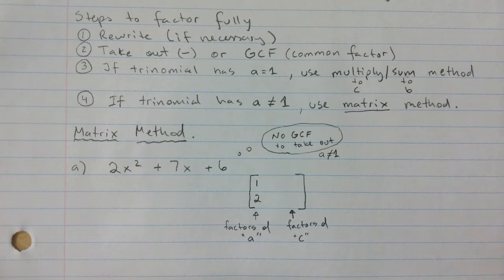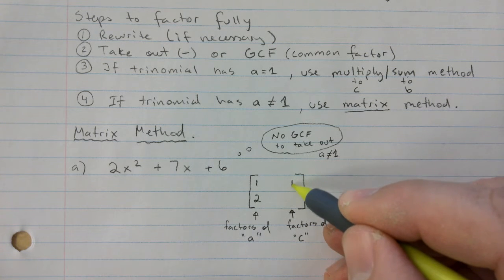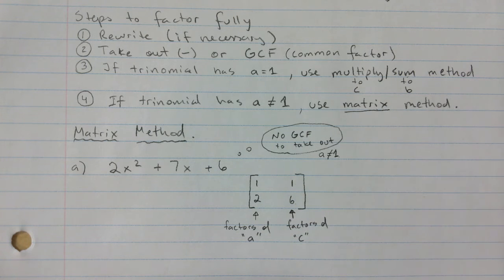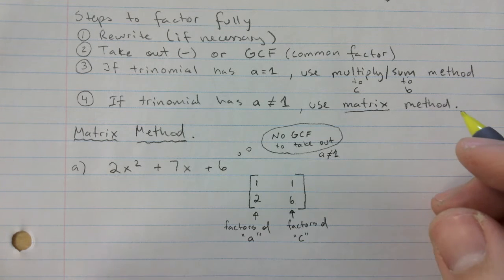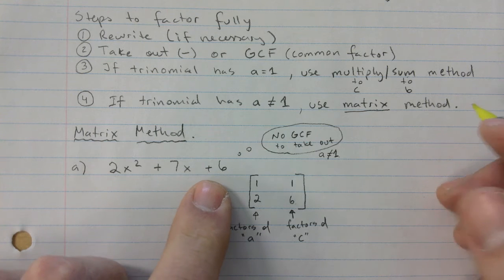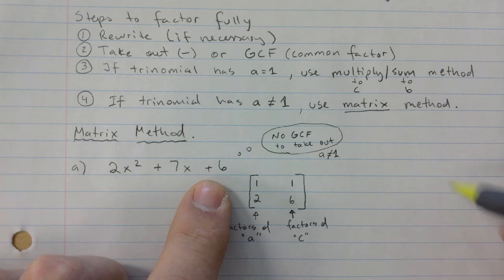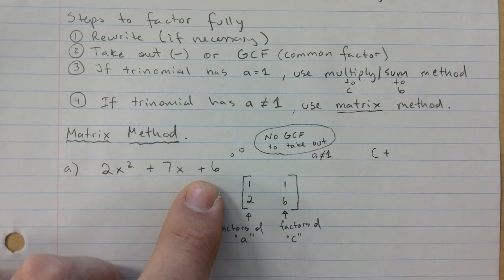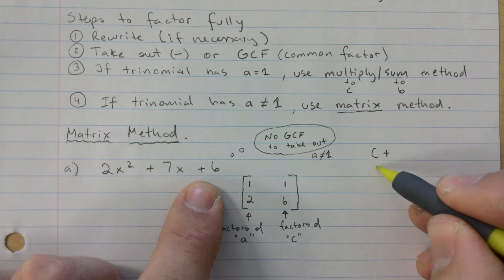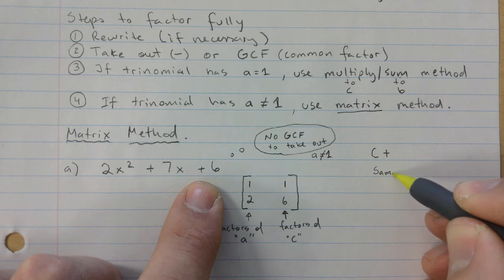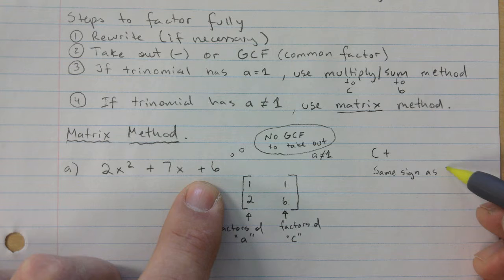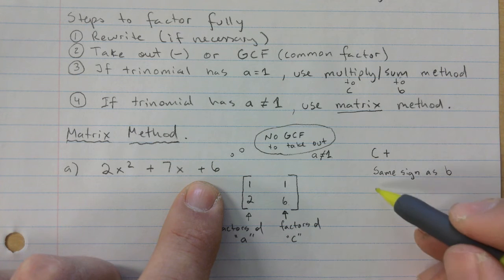You put the factors of c here. So an option would be 1 times 6, right? The factors of 6 are 1 times 6. So you put it down like that. And I'm going to give you the notes on the signs right now. Let's use this space on the side here. If c is positive, they will have the same sign as b. You'll have to add.